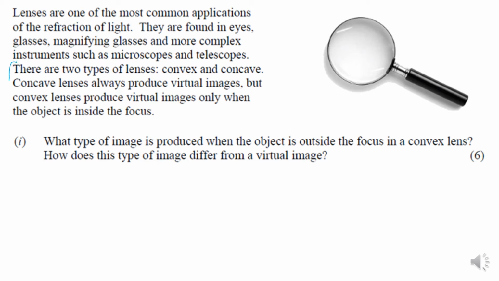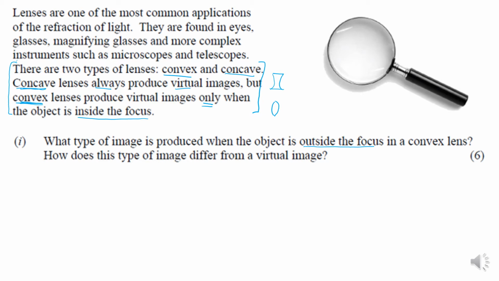So let's just look at this piece of text again. It talks about convex and concave lenses. Firstly, concave lenses always produce virtual images. So let's remind ourselves the concave lens is the one that is thinner in the center, it caves in. But convex lenses, which were asked about in this question, produce virtual images only when the object is inside the focus. And we are asking the question, what type of image do we get outside the focus? Convex lenses are those that are thicker in the center.